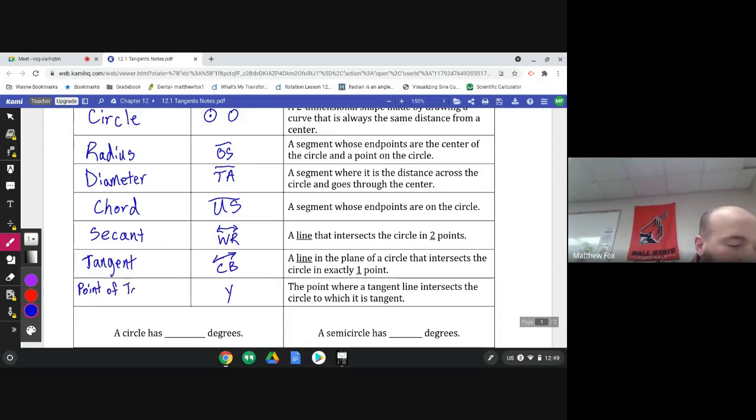And if we look at our definition here, it says the point where a tangent line intersects the circle to which it is tangent. Okay, so the point of tangency.